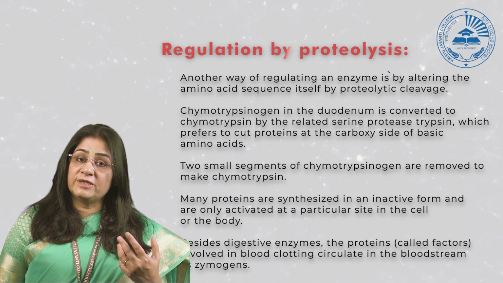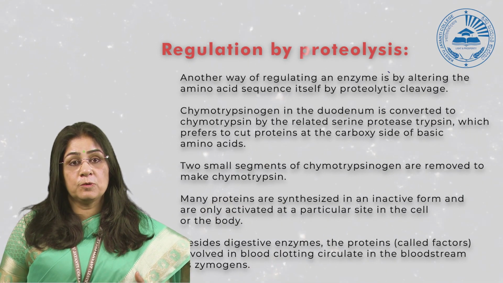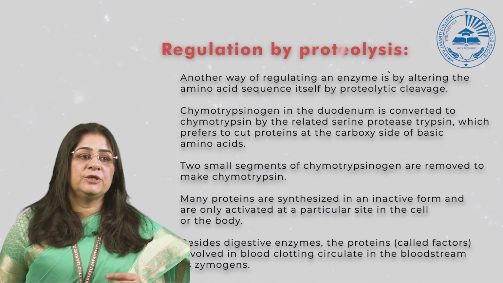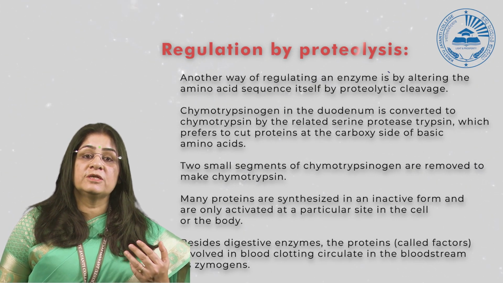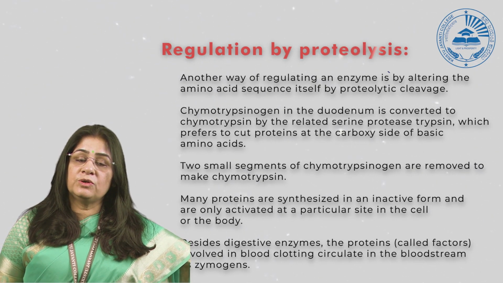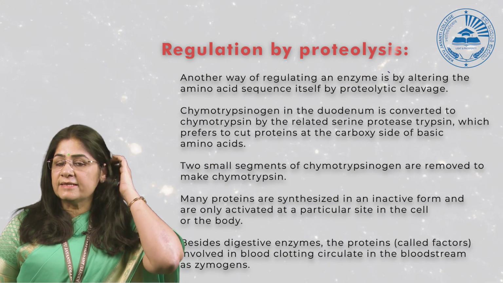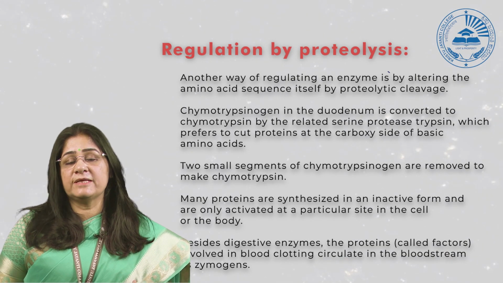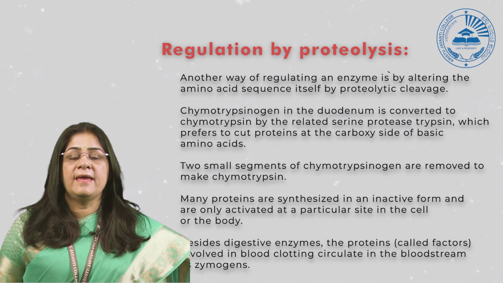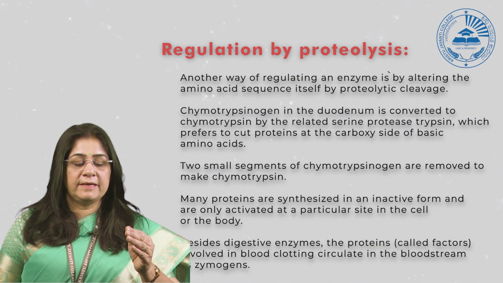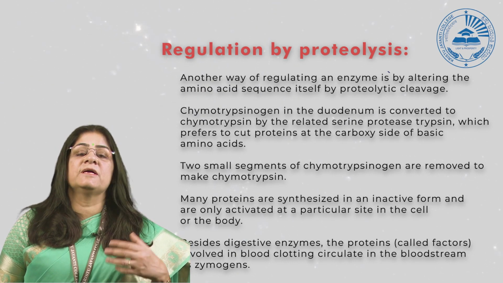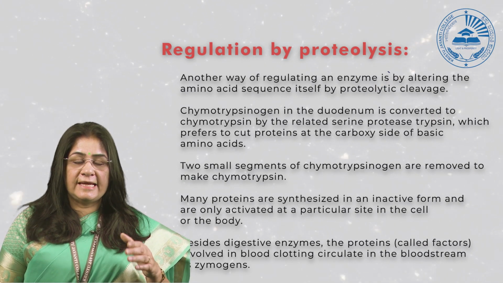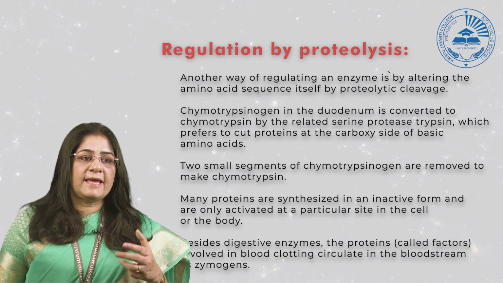So, you have the proteases, enzymes which act on the proteins which you take. Chymotrypsinogen is an enzyme in the duodenum that is converted to chymotrypsin. Regulation by proteolysis is an example where an enzyme is present in your body in an inactive form, and by lysis of this protein, by removal of certain amino acids, it becomes active. That is why it is called proteolysis: by lysis of the protein, it becomes active.